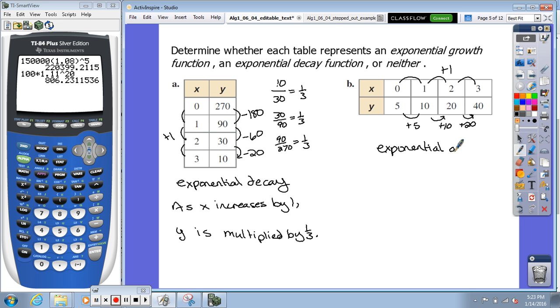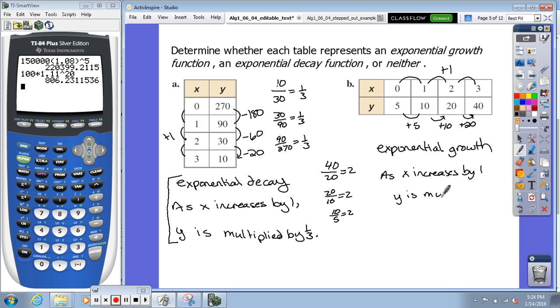Now, that's just the answer, but you also need to know how to justify it. So just like we wrote down here, this would be what I'd expect to see on your homework. So to look at this, when we start from the end, 40 divided by 20 is 2, 20 divided by 10 is 2, and 10 divided by 5 is 2. So what we can say is that as x increases by 1, y is multiplied by 2. And once again, as you can see, it's multiplied by a number bigger than 1, so that also signals that it is growth. But this is the type of justification we want to see on your work.